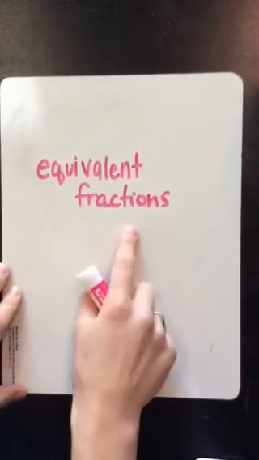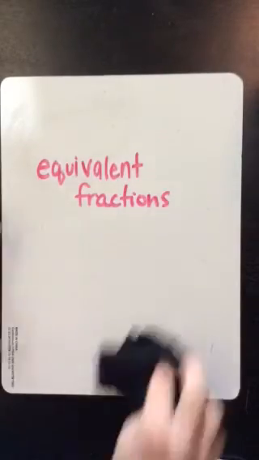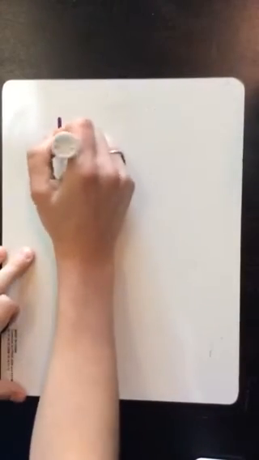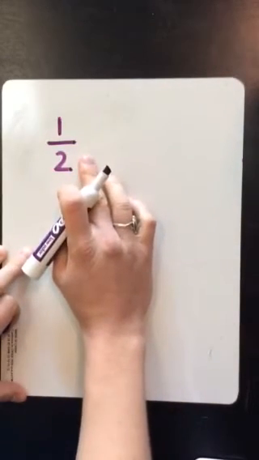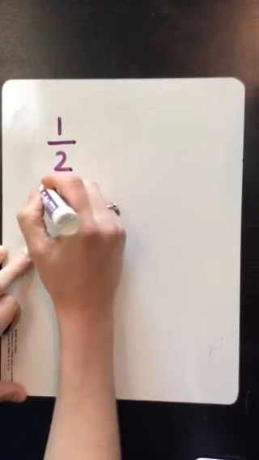Today we're going to be focusing on equivalent fractions and how we can find an equivalent fraction when we have a given fraction. So, to start, we're going to take a look at the fraction 1/2. The fraction 1/2, I know I have 1 in my numerator and 2 in my denominator. I'm going to think about how I can represent this with a tape diagram.